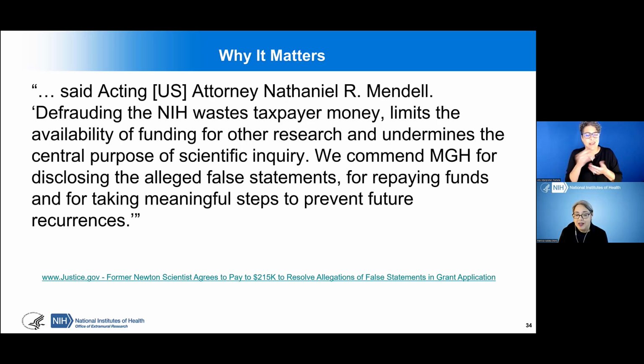We commend MGH, Massachusetts General Hospital, for disclosing the alleged false statements, for repaying funds, and for taking meaningful steps to prevent future recurrences. Something to keep in mind, and I'm sure all of you know, is that getting a grant is not easy. It's very competitive. When someone submits false information to the NIH, it causes us to make inappropriate funding decisions, which is terrible because a lot of other really good research is left on the table because we don't have the funds to support it. We want to make sure we're only funding research that's conducted with integrity.